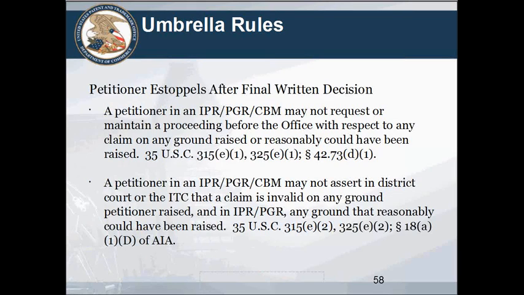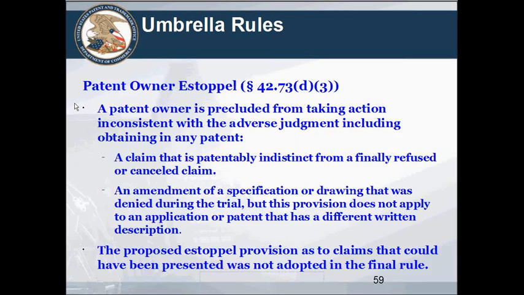Now, before the district court or the ITC, a petitioner in IPR, PGR, CBM review cannot assert that a claim is invalid on any ground the petitioner raised in the trial. For IPR and PGR, the estoppel also extends to any ground that reasonably could have been raised during the trial.